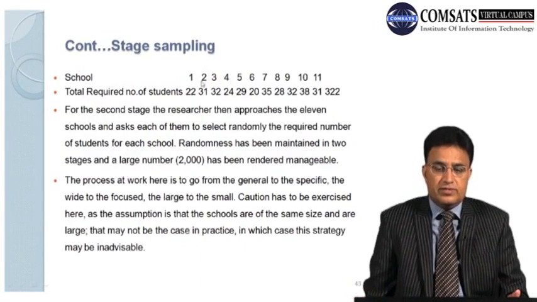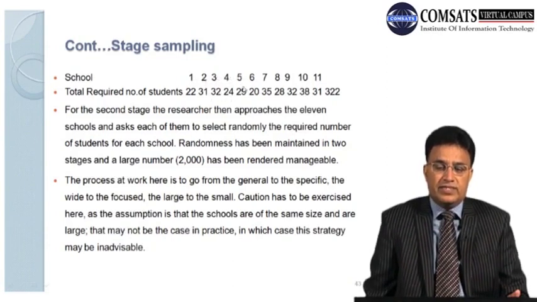The schools 1, 2, 3, 4 up to 11, and the total required number of students from each school. School number 1, 22; number 2, 31; 3, 32; 4, 24; 5, 29; 6, 20; 7, 35; 8, 28; 9, 32; 10, 38; 11, 31; and the total would be 322.